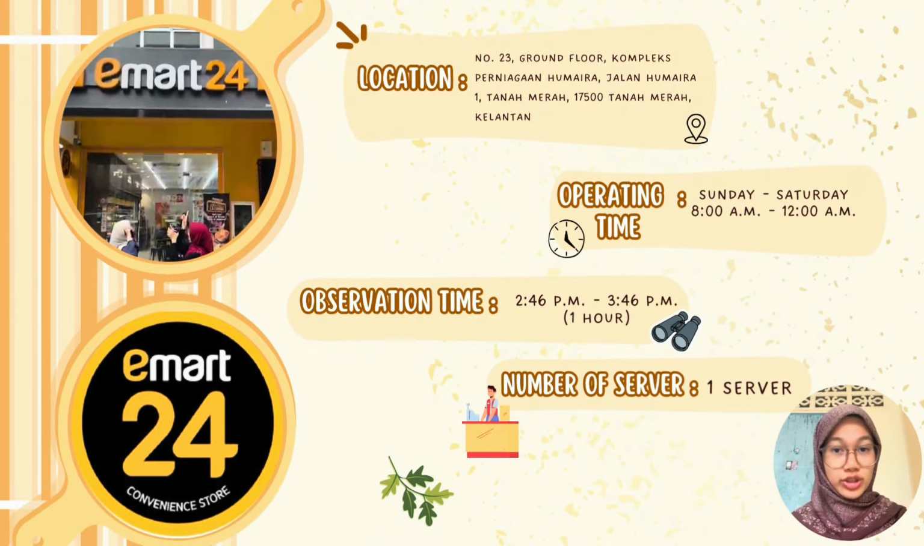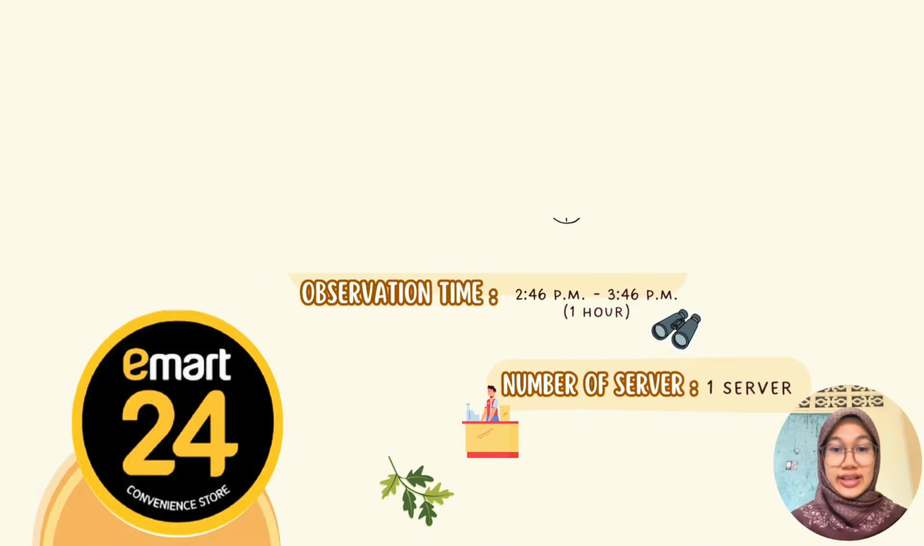For the QM342 project, we chose EMAT24 to be our observation place. It is a convenience store that sells mostly Korean food. It is located at number 23, ground floor, Complex Perniagaan Humairah, Jalan Humairah 1, Tanah Merah 17500, Tanah Merah, Kelantan. The shop is open from Sunday until Saturday, from 8 AM until 12 AM. We arrived there at 2:30 PM and started our observation of the queuing system from 2:46 PM until 3:46 PM, for 1 hour. For our observation, the number of servers is only one.